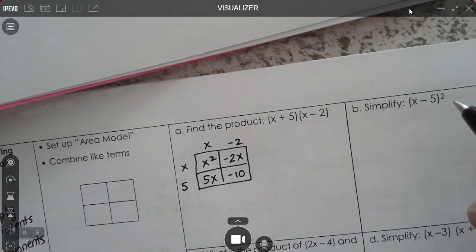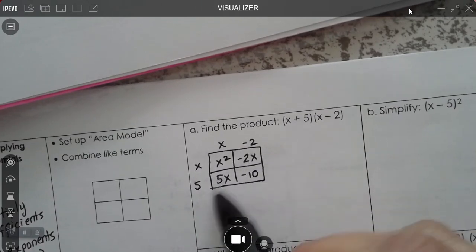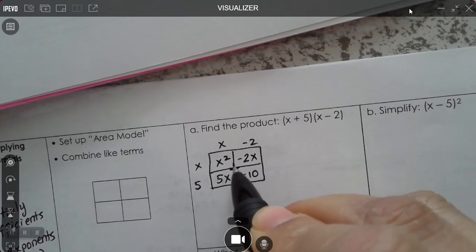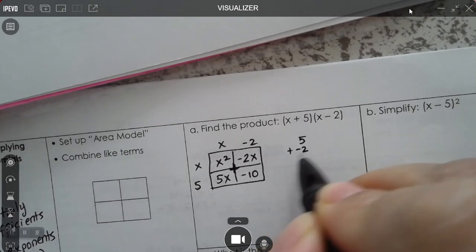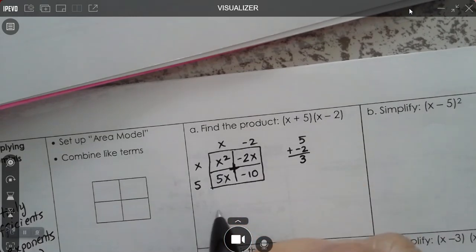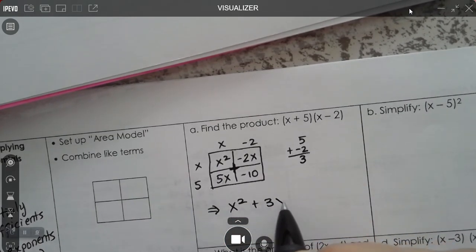And did you end up with any of them that are like terms? Exactly. But remember, we got to add them. That's what this little plus sign in the center is supposed to remind you. So what's 5 plus a negative 2? Okay. It should be 3. All right, so your final answer will be x squared plus 3x minus 10.